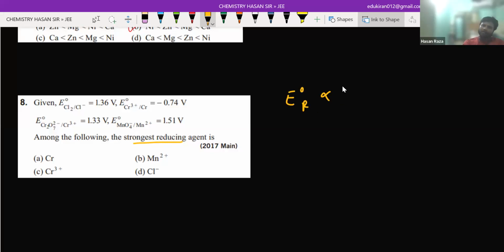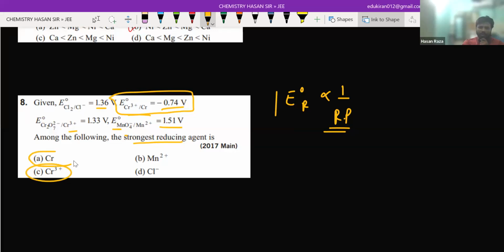E naught is inversely proportional to reducing power or reducing agent. So first you are going to decide the one which has the lower value, so that it will have the most reducing power. So you can see Cr plus 3. It's very important, Faiza. There are two options with Cr plus 3 or Cr, both are present here.